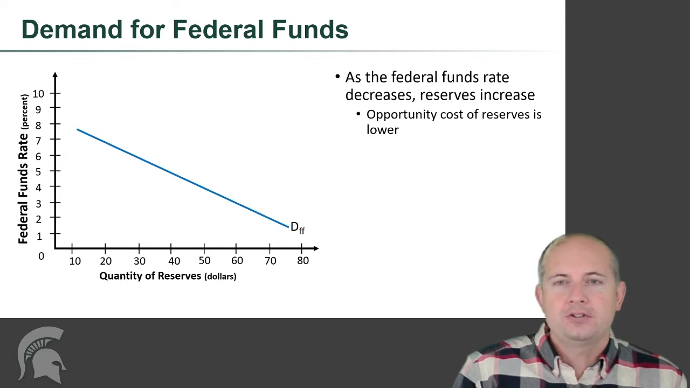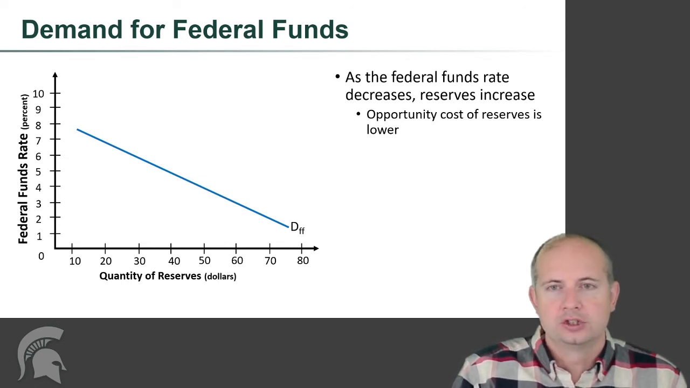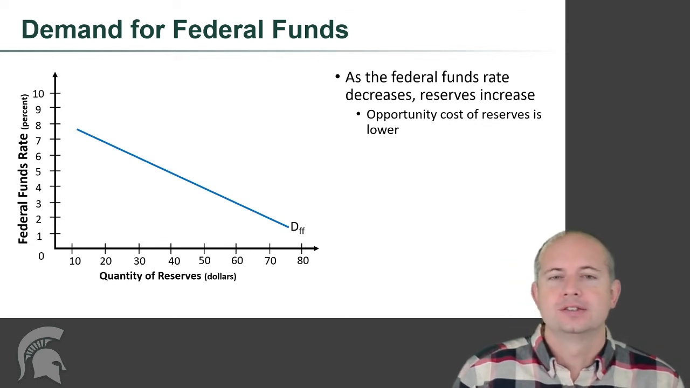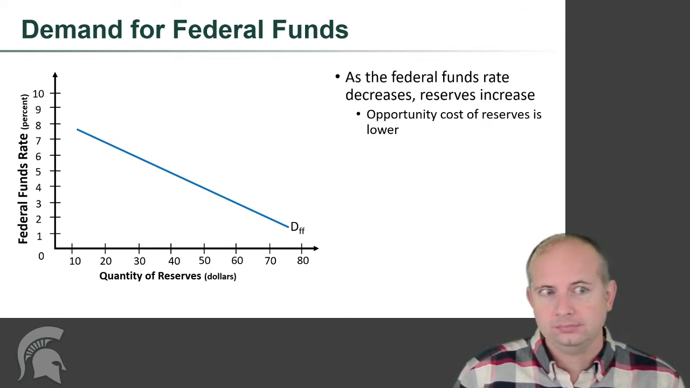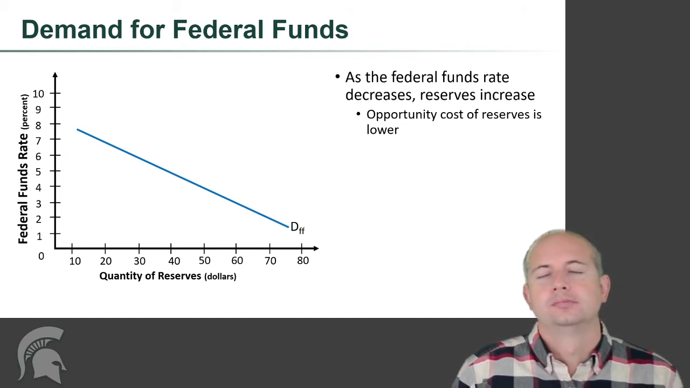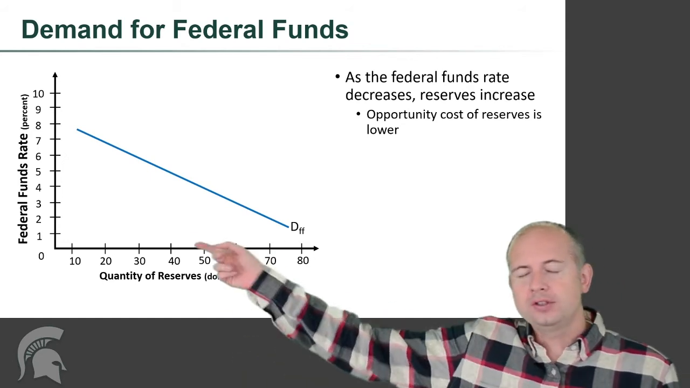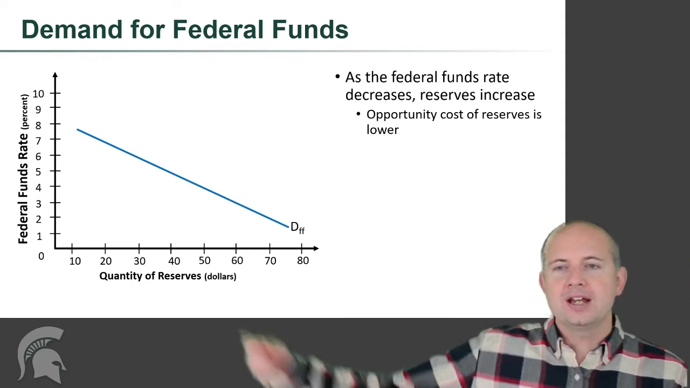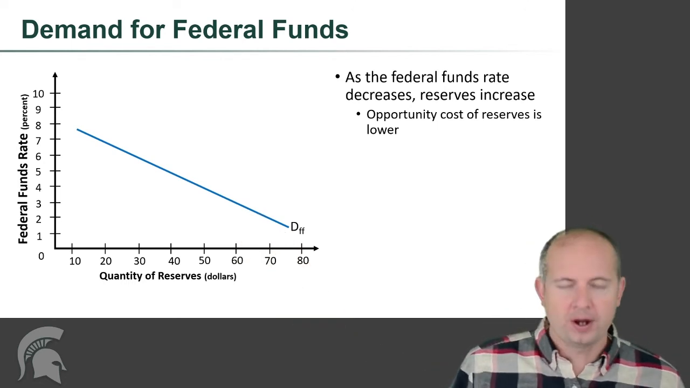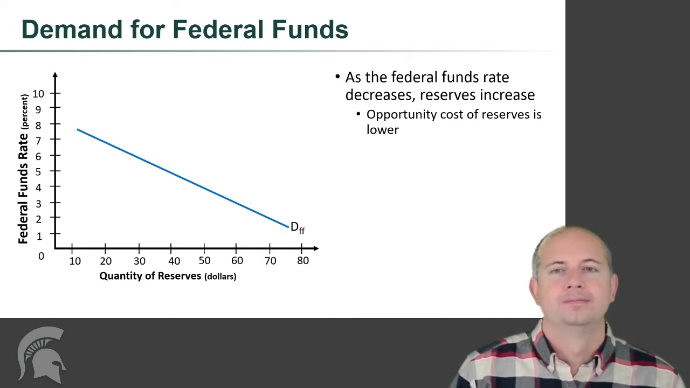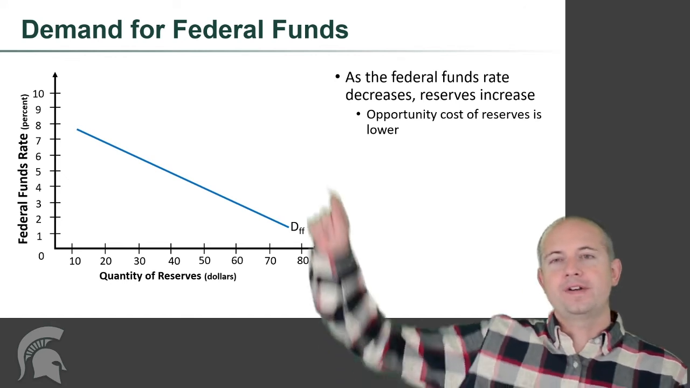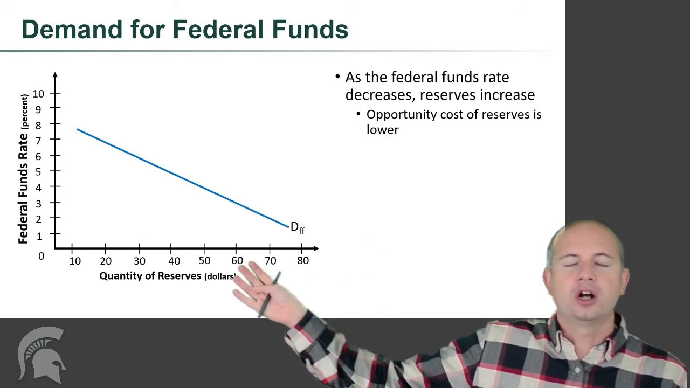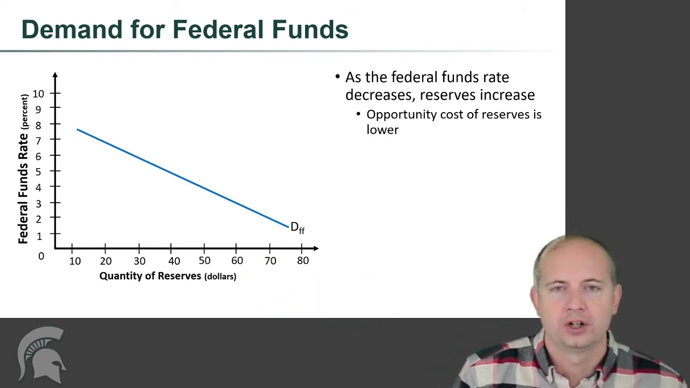Next, as the federal funds rate decreases, reserves increase. This is just saying that the demand for federal funds slopes down. If the federal funds rate is low, so if Bank of America can borrow from Wells Fargo inexpensively, they're going to tend to borrow more money. That way they'll have it in reserves, and they can loan it out. So when the federal funds rate decreases, reserves increase because the opportunity cost of reserves is lower. It costs you less to keep that money in your vault.